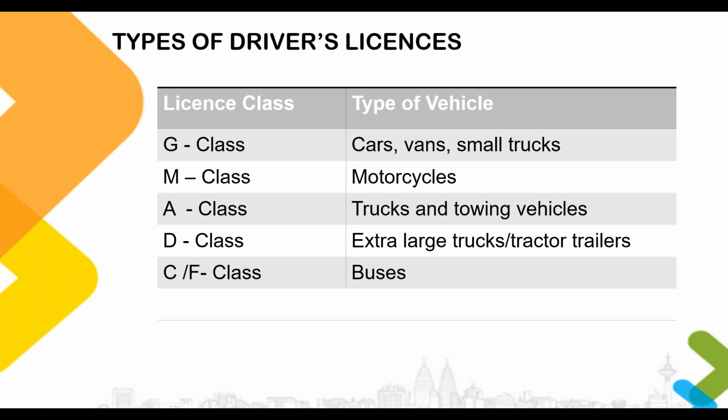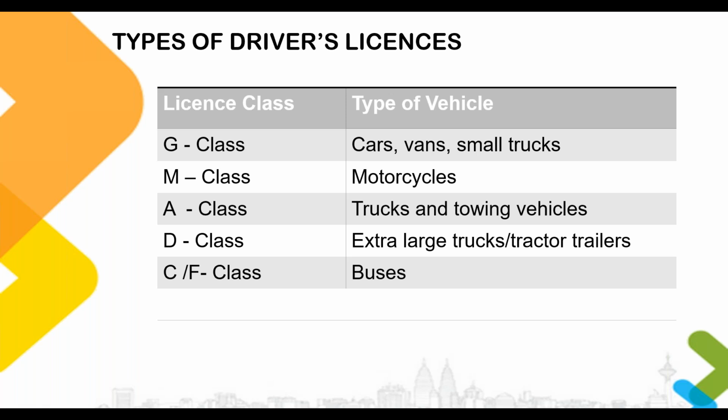Types of driver's licenses. So we've got several different licenses. We talked about the different classes that you must go through first. So you'll get what is known as your G1, your G2, your G, and then with the Class G license, you're able to drive vans, cars, small trucks, so SUVs. There's what is known as the M class, that's for motorcycles. Class A is for trucks, so larger size trucks and like tow trucks.